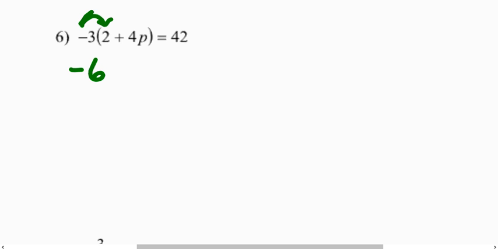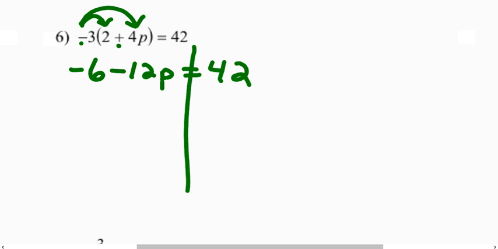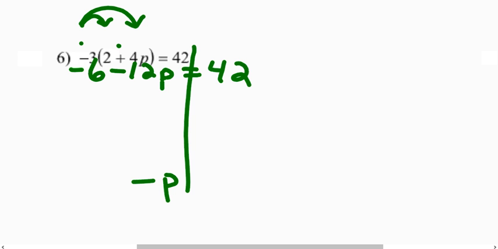But the negative 3 is also going to have to get multiplied to the positive 4p. So again, watch your signs. I've got a negative times a positive. That's going to give me a negative 12p equals 42. All right, now I'm just down to a two-step equation where I'm going to try and keep my variable on the left. So I'm going to try and keep my p's on the left and my no p's on the right. Reading my equation from left to right, I can see that this guy does not have a p, so he does not belong on this side.